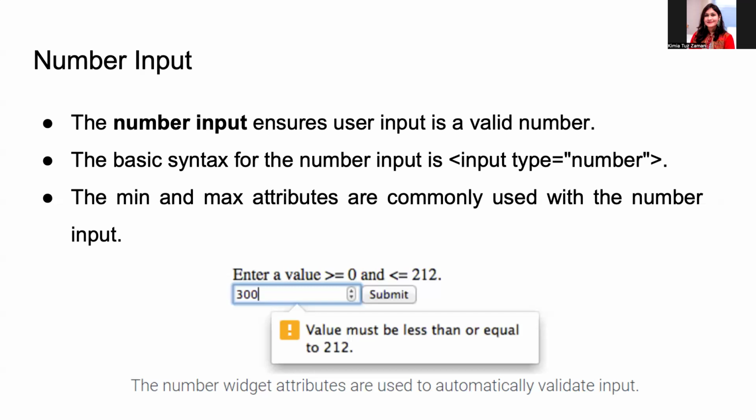For example, if you set min equal to 0 and max equal to 212, the user must enter a number within that range. If the user enters a value outside the specified range, as shown in the example here, the browser automatically validates the input and displays an error message such as value must be less than or equal to 212. This makes number input very useful for forms that collect quantities, ages, or measurements where only numerical values make sense.